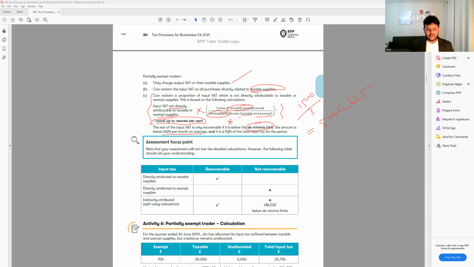And also, it has to be less than 50% of the total input tax for the period. For that period, how much is the total input tax? For example, if the total input tax is 10,000, then 50% of that will be 5,000. So the total of this tax cannot be more than 5,000. So two conditions have to be satisfied. This will be a little bit tricky, but it hardly ever comes in the exam. You really don't have to worry too much. Even if it does come in the exam, it will not be more than 2 marks, just a few questions. All right, let's have a look at this question.